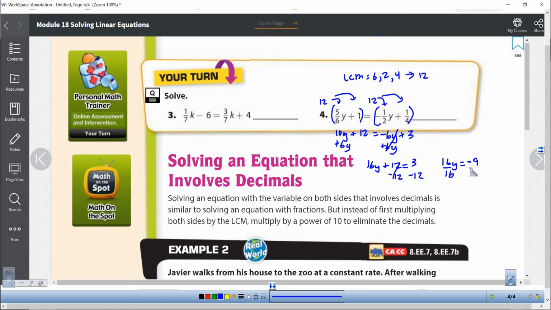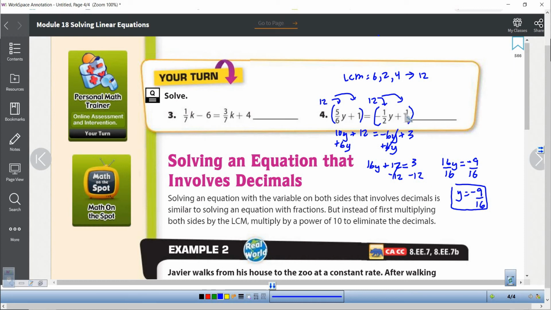And then I divide by 16, and I get y is negative 9/16. Now, wait, you got a fraction answer. That means you must have made a mistake. Well, it is entirely possible, ladies and gentlemen, that you're going to get a fraction answer when you started with fractions in your equation, right? But it does give me a little bit of pause. I'm going to go back through these steps again and make sure I did not make a mistake.